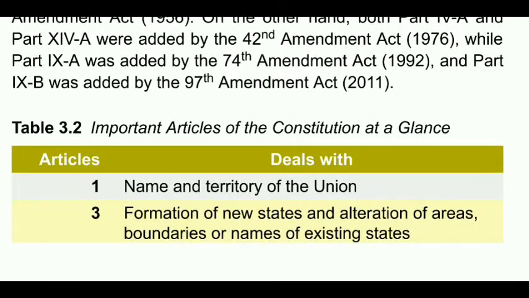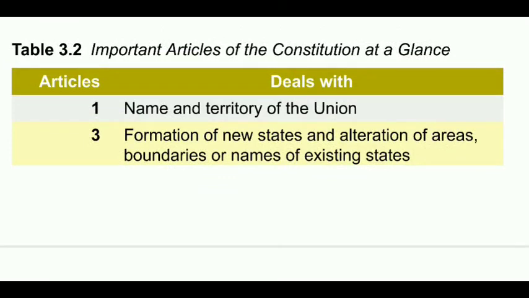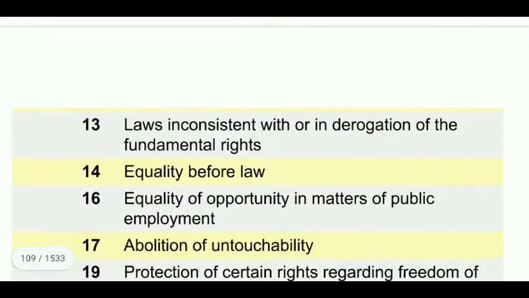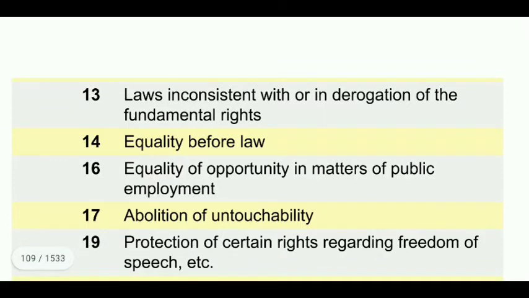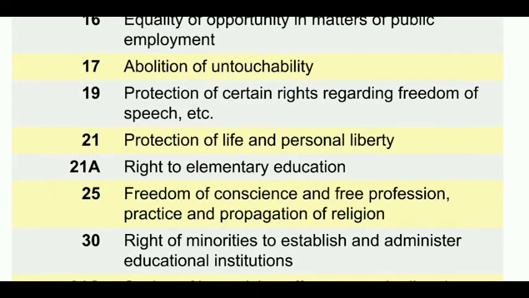Second table, important articles of the Constitution at a glance. Article 1, name and territory of the Union. Article 3, formation of new states and alteration of areas, boundaries, or names of existing states. Article 13, laws inconsistent with or in derogation of the fundamental rights. Article 14, equality before law. Article 16, equality of opportunity in matters of public employment. Article 17, abolition of untouchability.